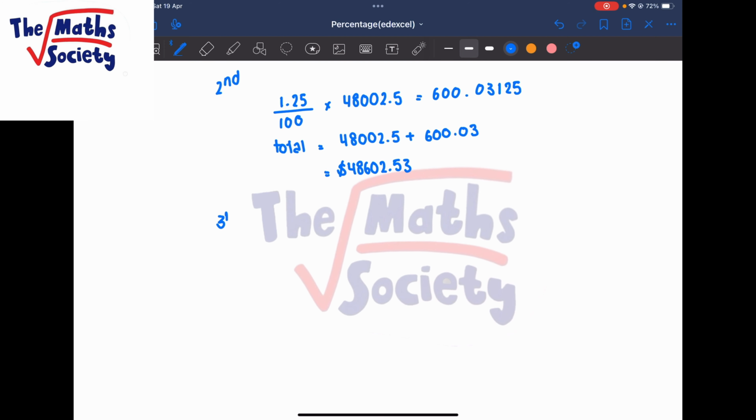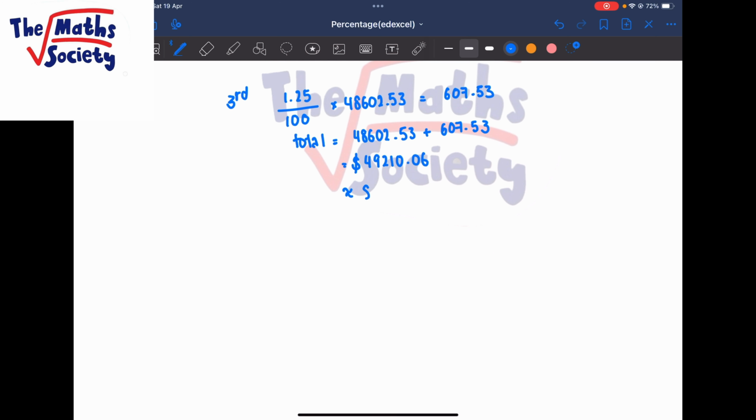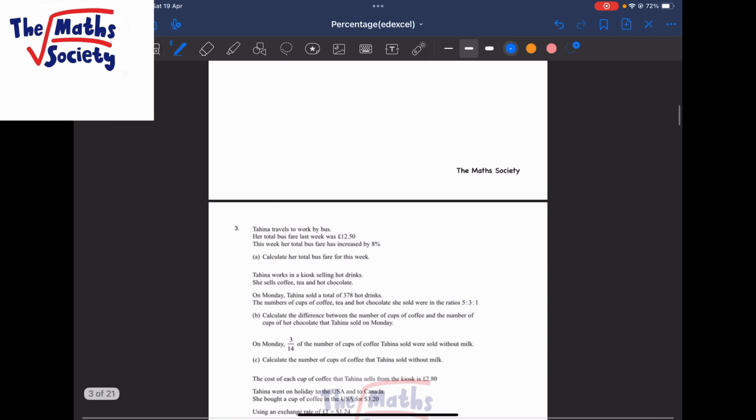And at the end of the third year, we know that it was 1.25% as well. Let's multiply that by 48,602.53, which will give you an answer of 607.53. So the total at the end of the third year would be 48,602.53 plus 607.53. That will make up to $49,210.06. But they said to round to the nearest dollar, so it'll be approximately $49,210, and that would be Liam's salary at the end of 3 years.